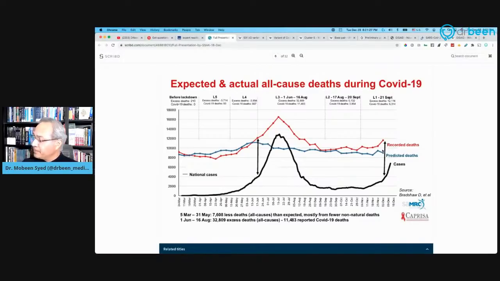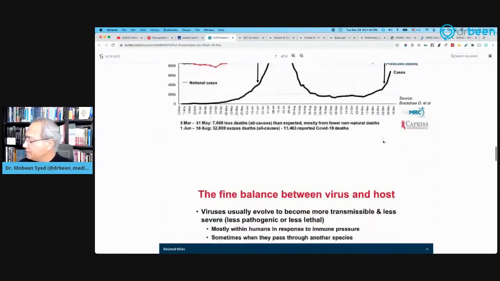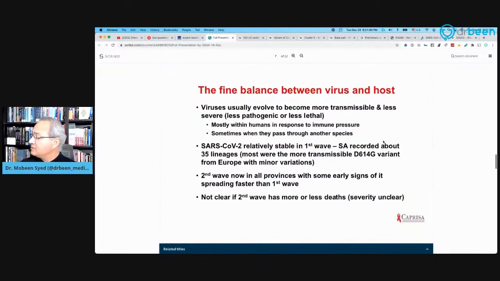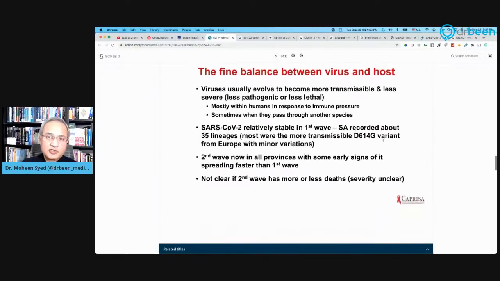So we'll see, as there are more cases, will the death rate equally go up as with the previous variant, or is this variant causing more deaths? Still, it's not known. So the fine balance between virus and host, here what they're trying to say is that mostly the virus actually tries to live in the host more successfully. So it tries to learn how not to kind of bother them too much.